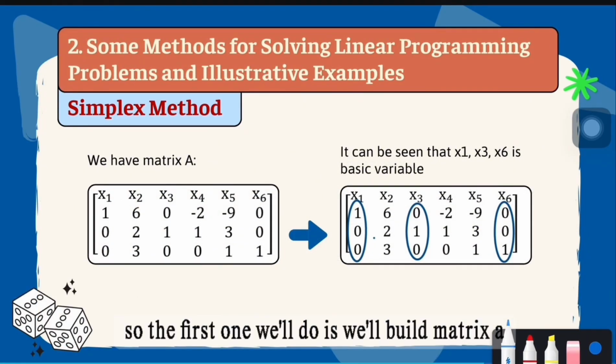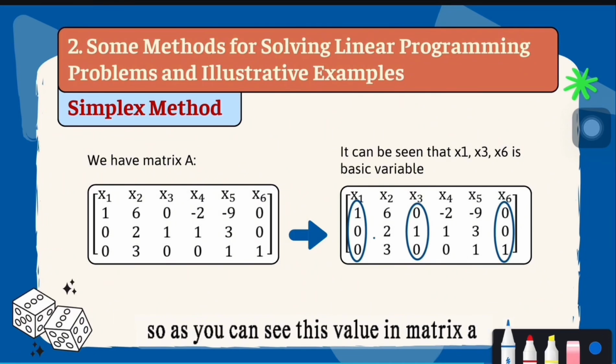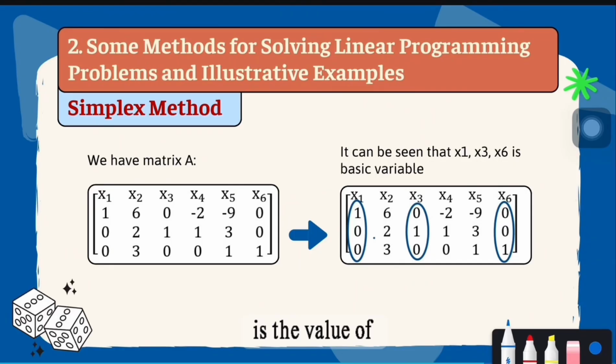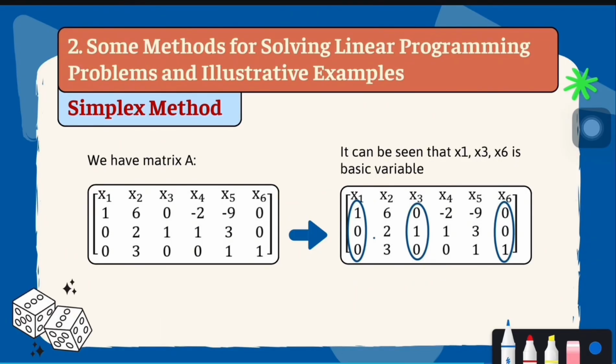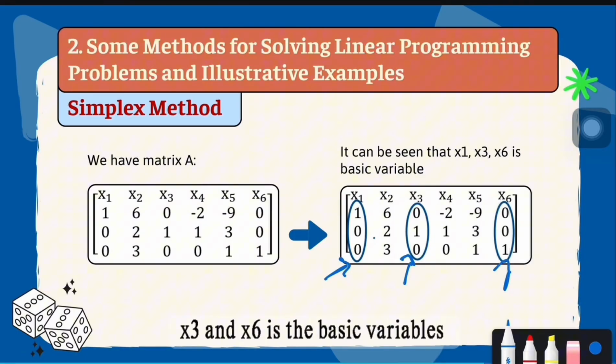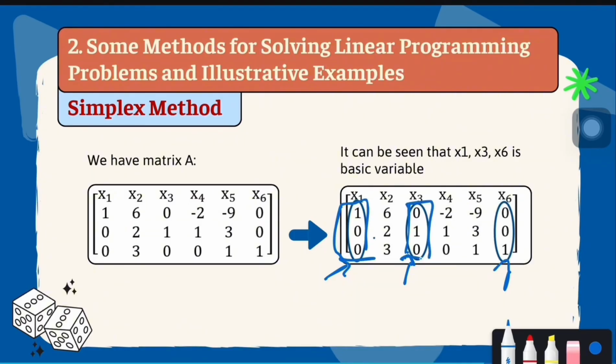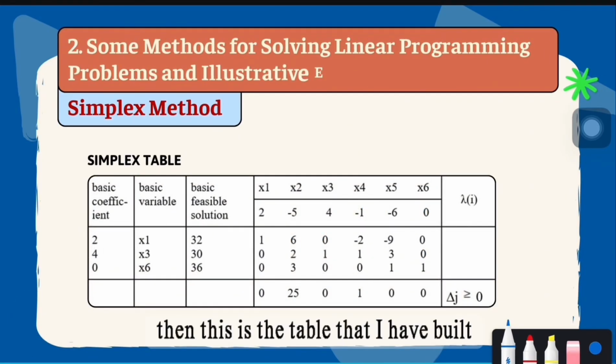So the first thing we'll do is build matrix A. As you can see, the values in matrix A are the coefficients in the constraints. As we write this matrix A, we can notice that x1, x3, and x6 are the basic variables because they are written in this form of only 0 and 1. Then this is the table that I have built.